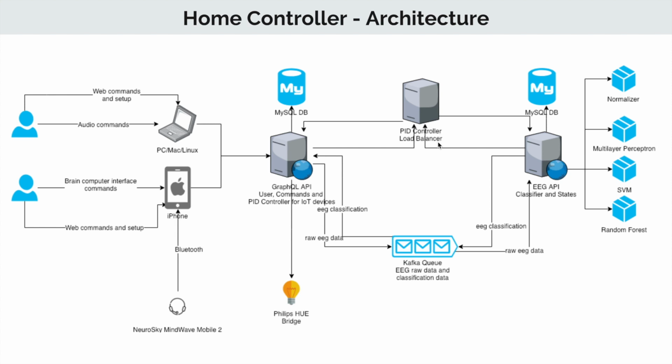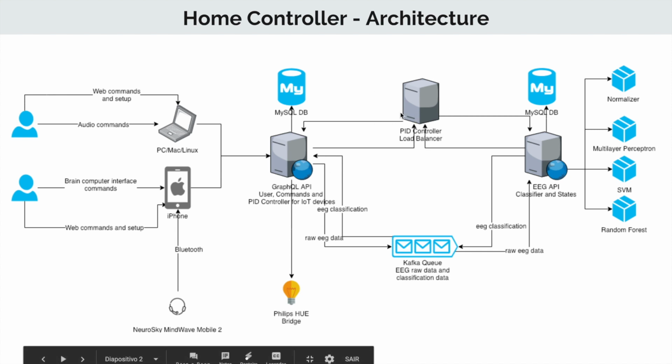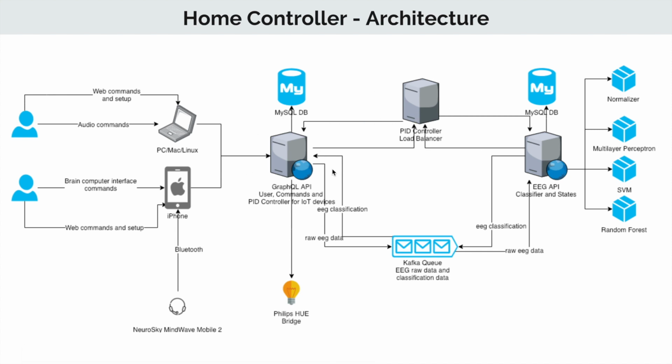Besides that, we have a PID controller load balancer. This is the same load balancer used in assignment 2. It's basically a Python load balancer that will be creating new instances of the GraphQL API, and also generating new instances of the EEG API. I'm going to talk about this other API in a second, but let's just focus here for a minute. This PID controller is responsible for doing load balancing. So we have a PID controller to balance commands and a PID controller to load balance and also create new containers for the GraphQL API and the EEG API.